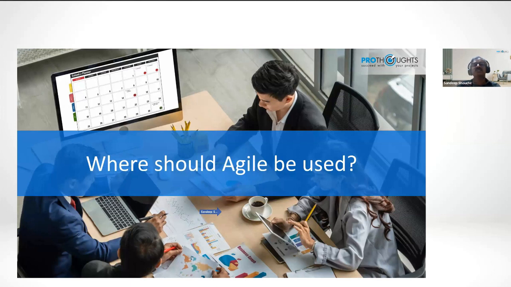So where should this approach be used? And where should it not be used? What do you think?